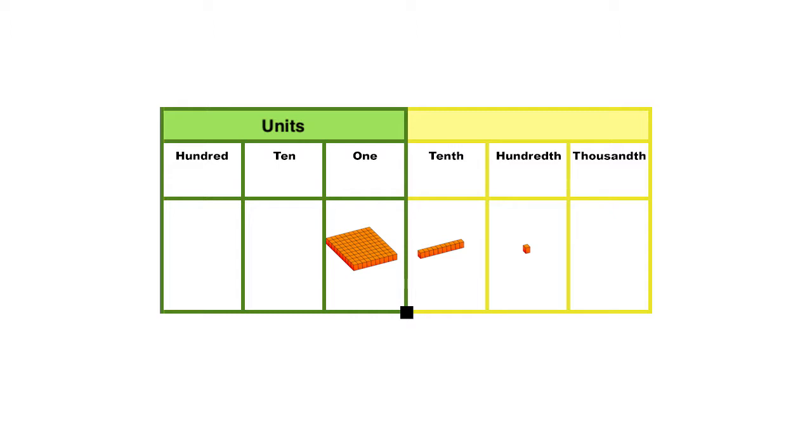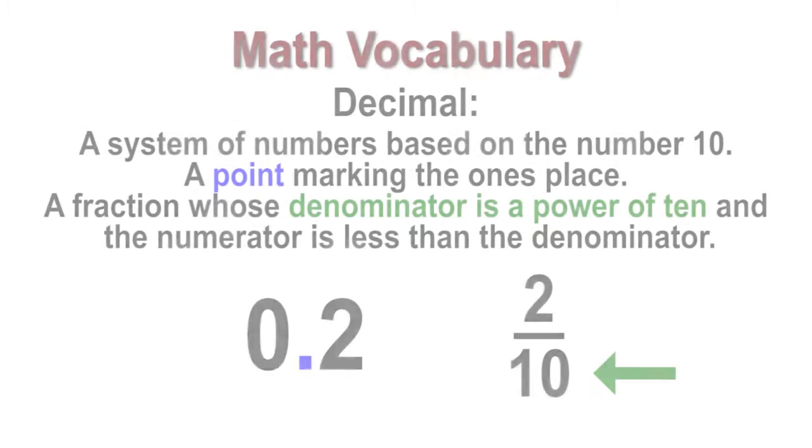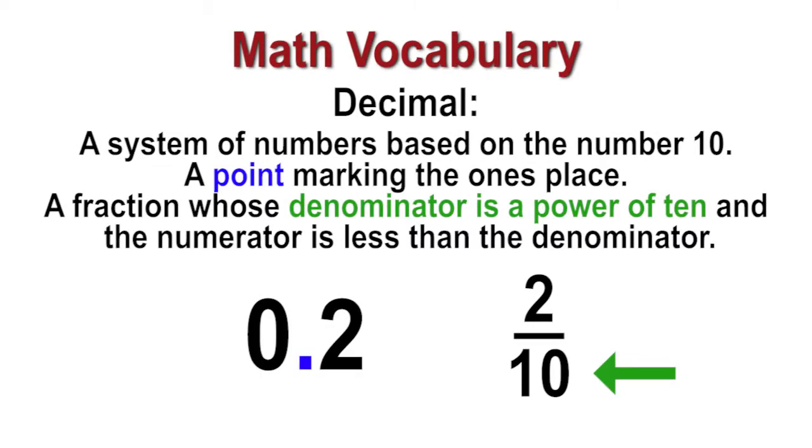In order to work with decimal number patterns, students will need to understand and use a few vocabulary terms when describing the patterns they see. A decimal is the system of numbers based on 10. It can also refer to the point marking the ones place or a fraction whose denominator is a power of 10 and has a numerator less than its denominator.